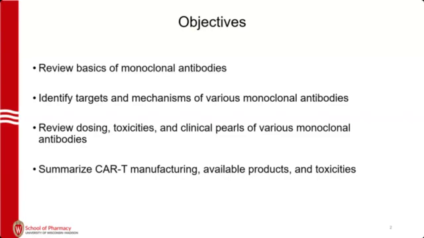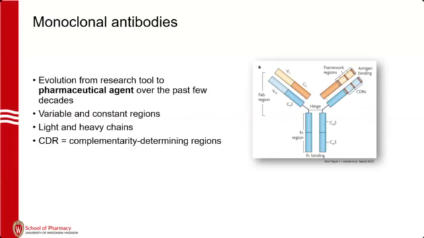therapy as well. So for a monoclonal antibody, I'm sure we are all very familiar with the structure and function here. These started as a research tool and have evolved into a pharmaceutical agent, and what I would say is a cornerstone pharmaceutical agent, especially for the hematology sector. They have, of course, variable and constant regions. They have light and heavy chains, and they have complementary determining regions, or CDRs.